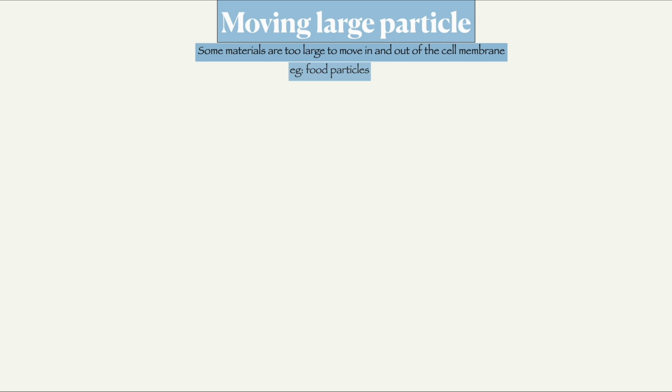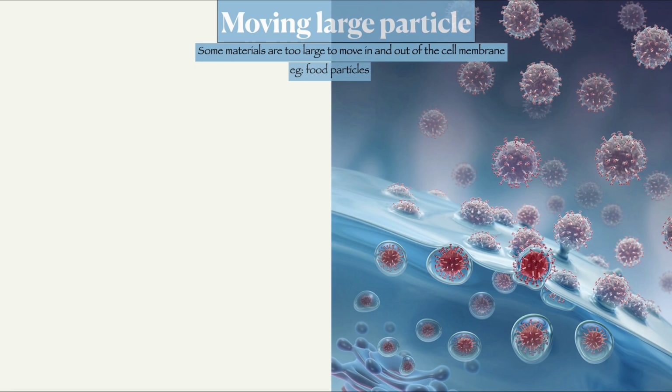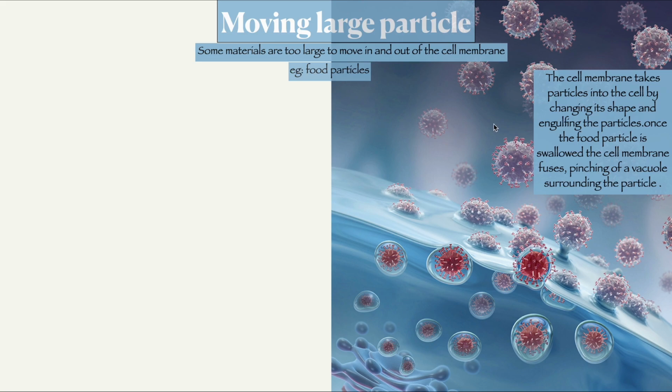Moving on to larger particles. All that we learned so far is about smaller particles, like calcium and sodium. But here we are going to talk about larger particles, for example, food particles. How do bigger particles like food cross in and out of the cell? This is a little different from active and passive transport. Here, the cell membrane takes particles into the cell by changing its shape. Can you see that? That's a cell membrane.